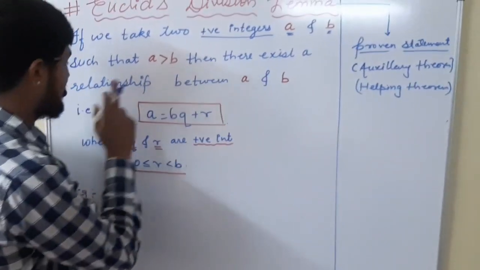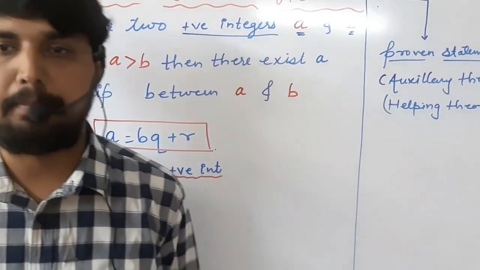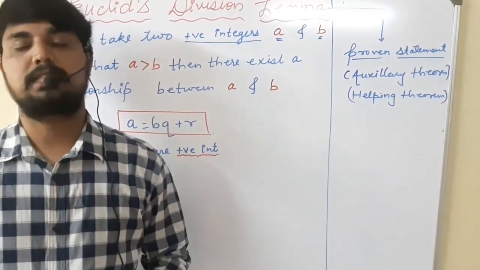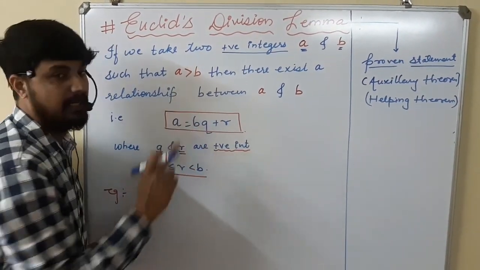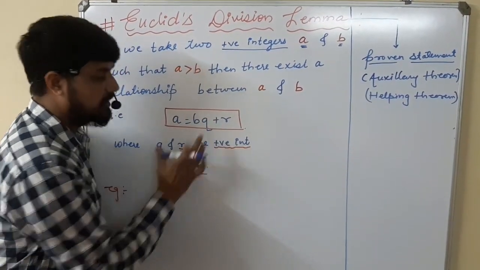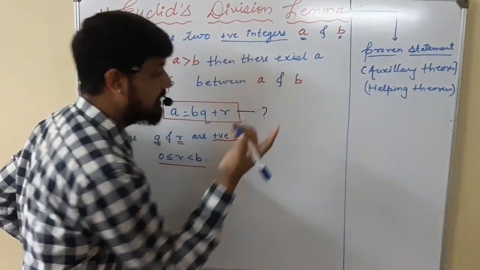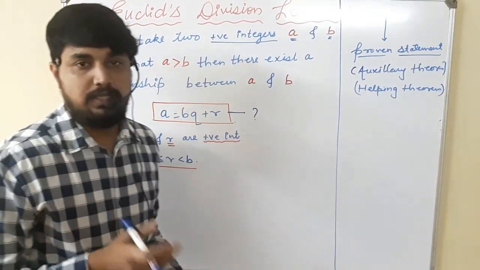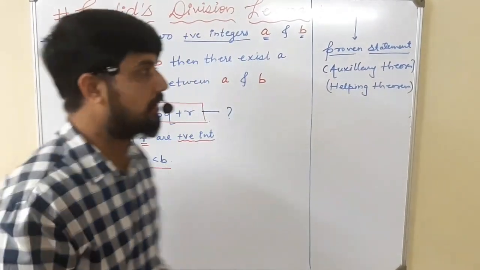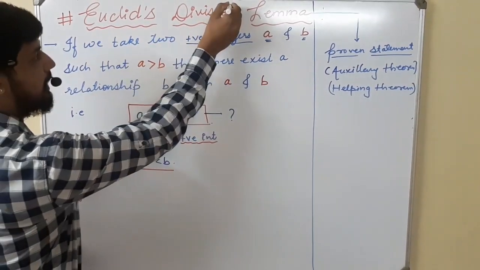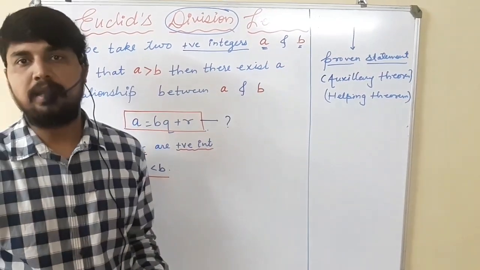Then there exists a relationship between a and b. When we select two integers a and b, there is always a relationship between them, which is given by a equals bq plus r. Many of you may wonder what this a equals bq plus r is. To find this relationship, Euclid has given us the name division. That means this relation is derived with simple division.